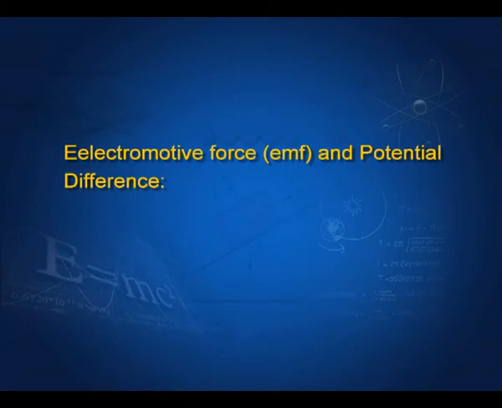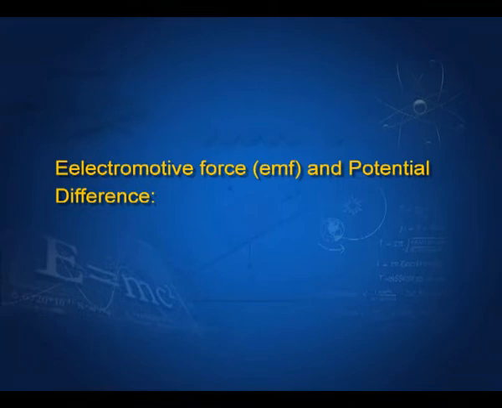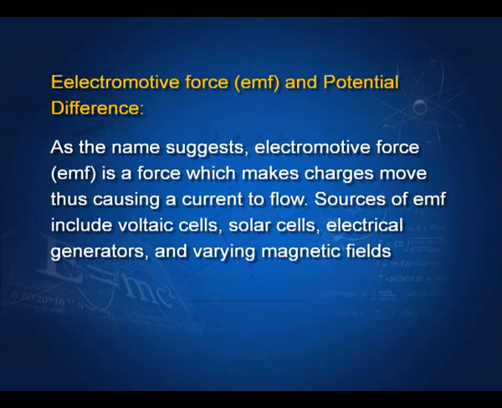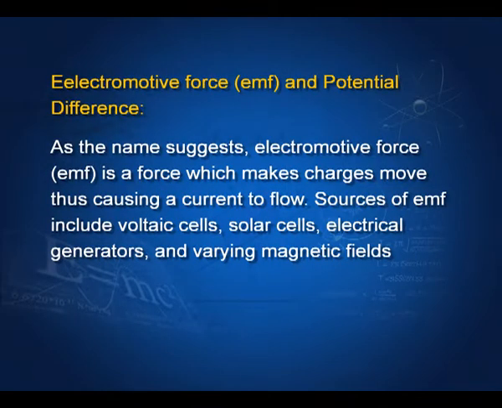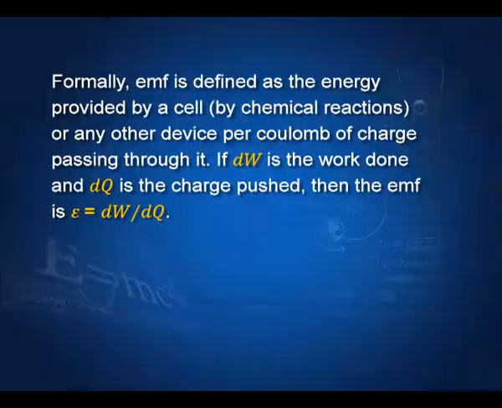Let us now introduce this new term electromotive force or EMF and distinguish it from the potential difference between 2 points, 2 terminals of the battery. As the name suggests, electromotive, that means it is something that makes the charges move. And what are the sources of EMF? Voltaic cells, for example, Leclanche cell or the other cells that you have learned, solar cells, electrical generators, and varying magnetic field. We will learn later that when magnetic field varies, EMF is produced.